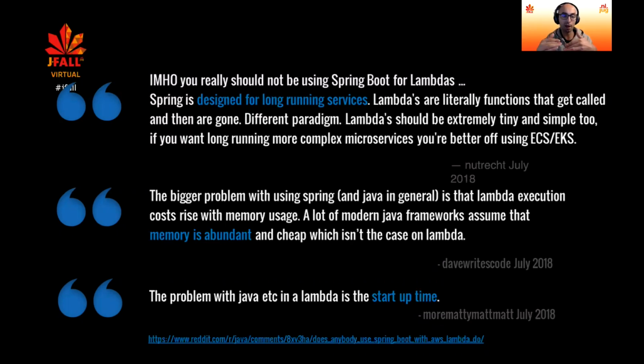But what's happening when we go to the second quote? It says the bigger problem with using Spring and Java in general is the memory usage. We are assuming that memory is abundant and cheap, but in the case of serverless workloads, that's not true. Memory is not cheap, and the environments to run serverless workloads are usually constrained by CPU and memory usage. So we need a technology that doesn't use too much memory. And this is exactly what you've seen in Quarkus. We are only using 20-something megabytes of RAM.